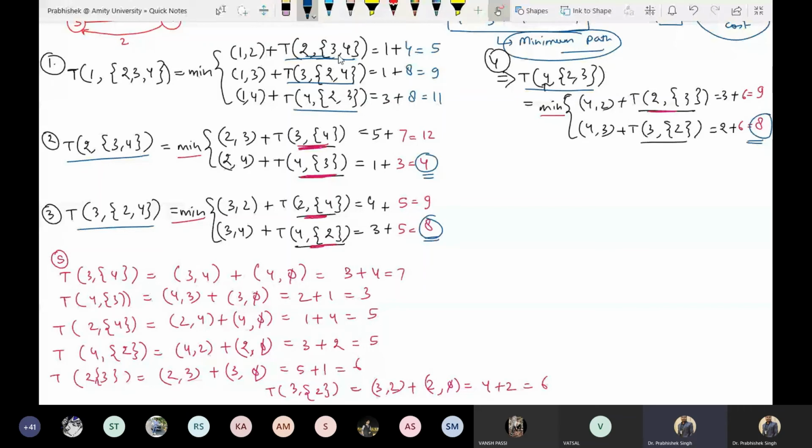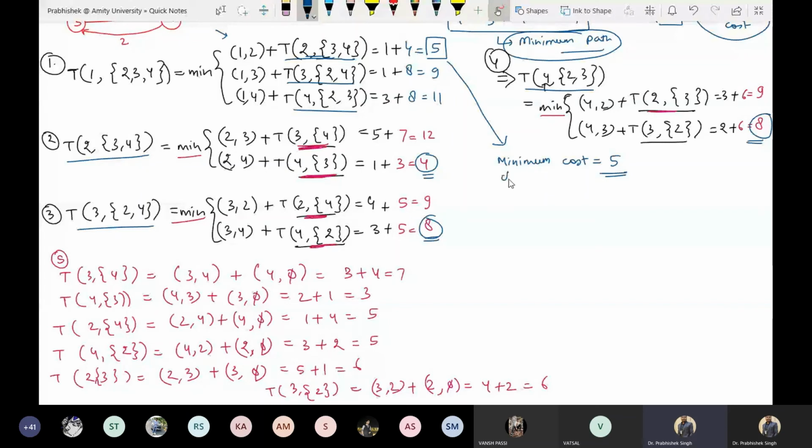Since we have calculated all these things, and this main first equation is giving us the solution, we have to take the minimum result. So what is the minimum out of this 5, 9 and 11? It is 5. So our final answer is 5. So minimum cost is equal to 5. Okay, I hope you are understanding this problem. This is equal to 5. This is the final answer.